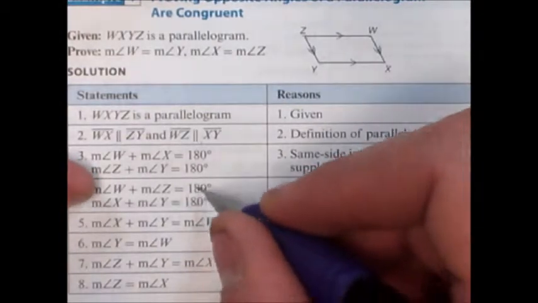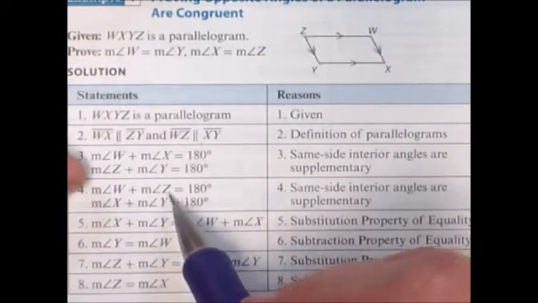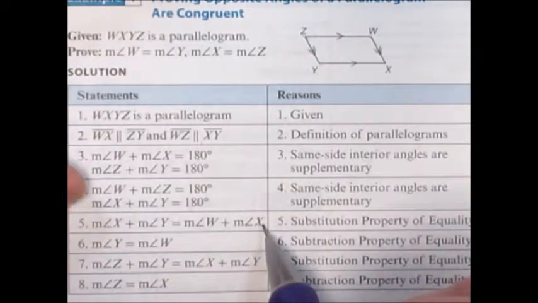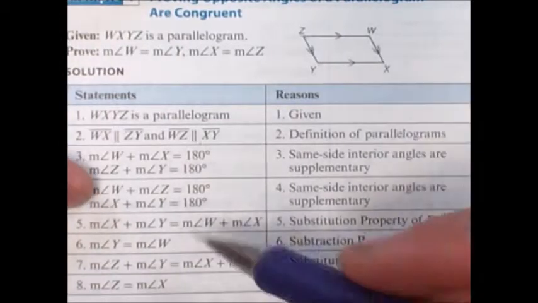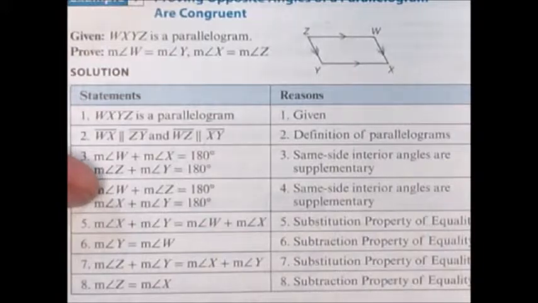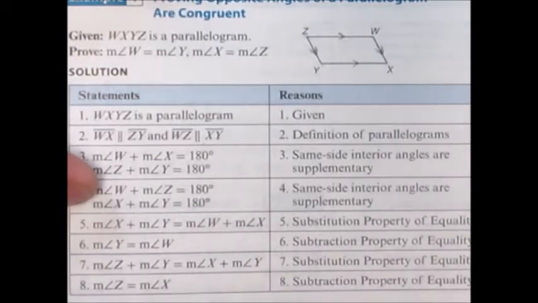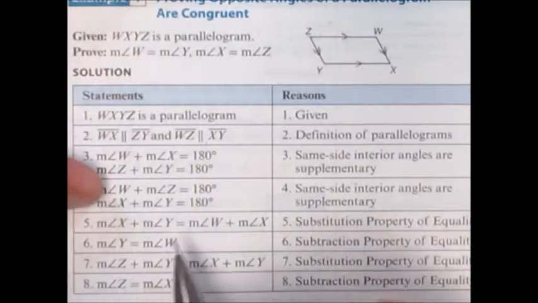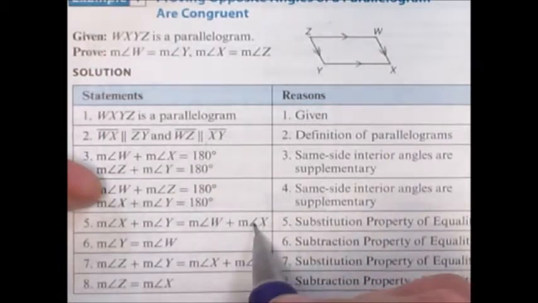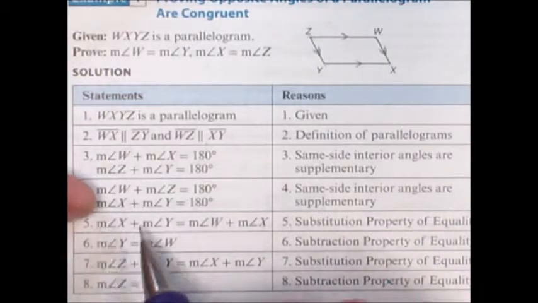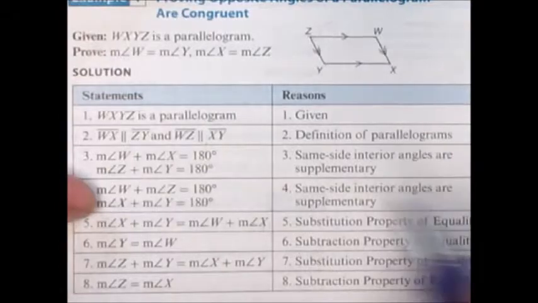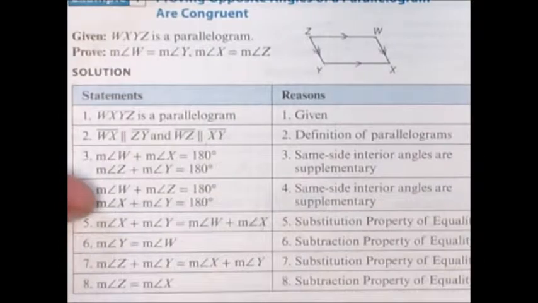Because they both equal 180, we can set them equal to each other. So they took angle X and Y and set it equal to angle W and X added together. And we can do that because of the substitution property of equality. Next, I can start to solve. I can get rid of the thing that they have in common. They both have X in them. Since they both have X in them, I subtract the measure of angle X out. So the subtraction property of equality allows me to do that. I'm now getting rid of the measure of angle X on both of those.